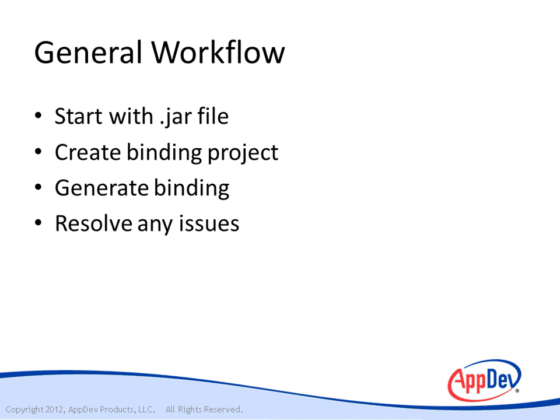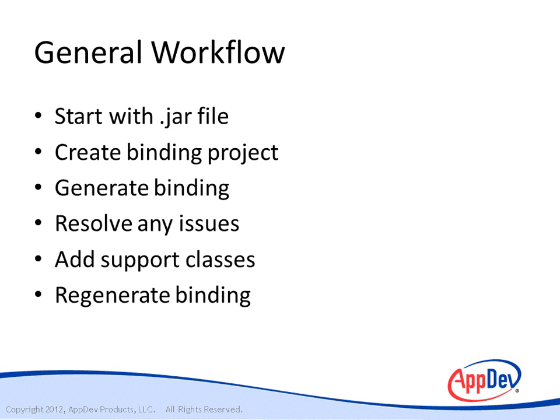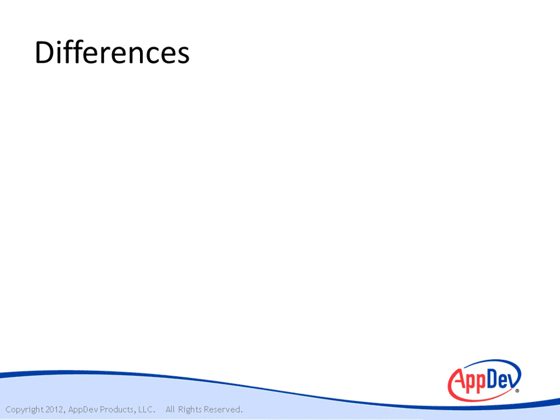We're going to resolve any issues that we find. There are several different types of issues that we may run into. It depends on how our jar file, how our class library is set up in Java. We can then add any support classes that we need and make any changes necessary. Finally, we're going to generate our final bindings. Once we've got the necessary binding library, we will reference that in a project that we use.